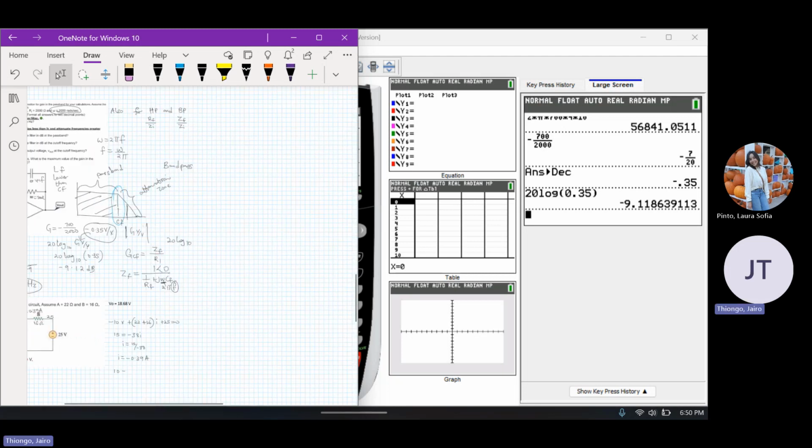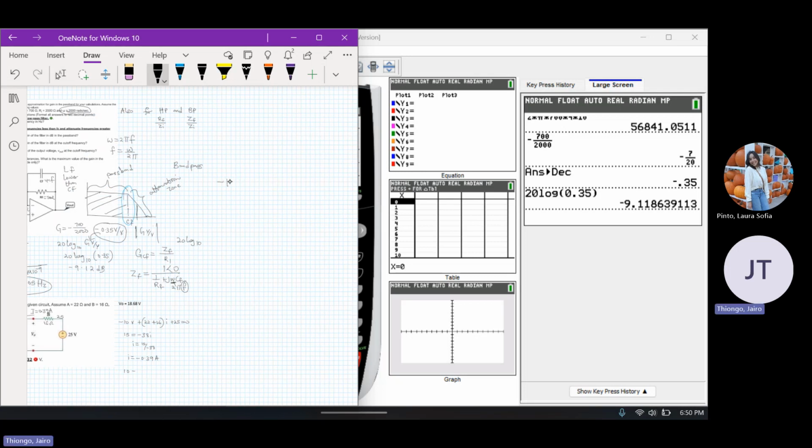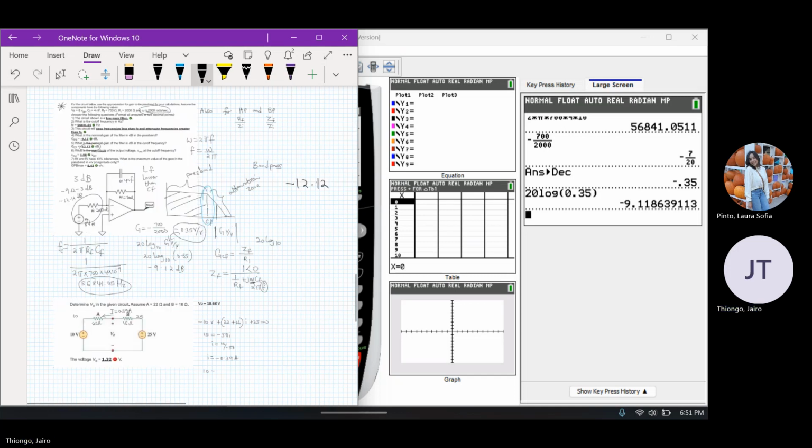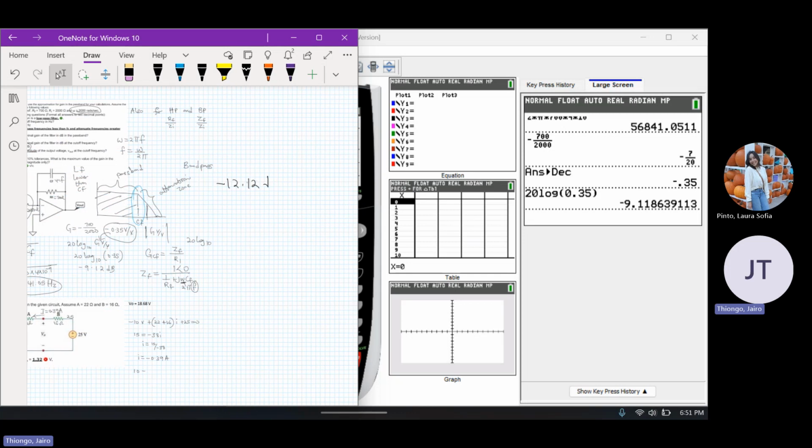Okay. So we have minus 12.12 dB. In dB, we know the formula for calculating that will be 20 log 10 of the gain in volts per volt, which is equal to the gain in dB. So we already have 20 log 10 gain in volts per volt is equal to minus 12.12 dB.